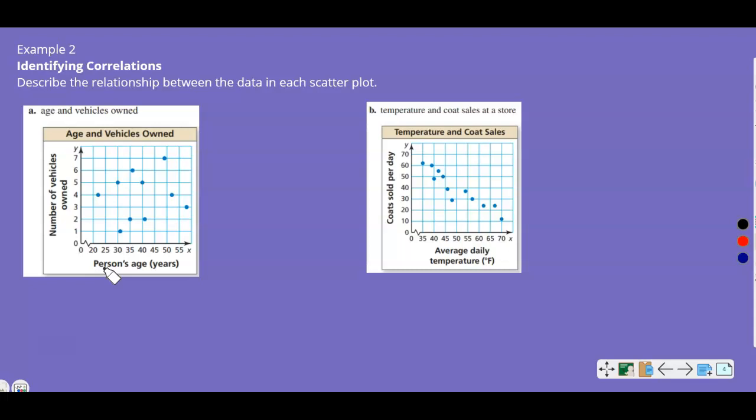All right, part B says temperature and coat sales at a store. On the y-axis, we've got coats sold per day, and on the x-axis, we have average daily temperature. You can see the temperature goes from 35 to 70, and coats sold tend to go down. So it has a negative linear correlation. You could draw a line that represented this data, and it would have a negative slope. What that tells us is as the daily temperature increases, fewer coats are sold.